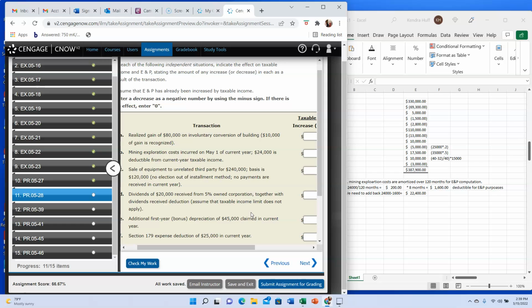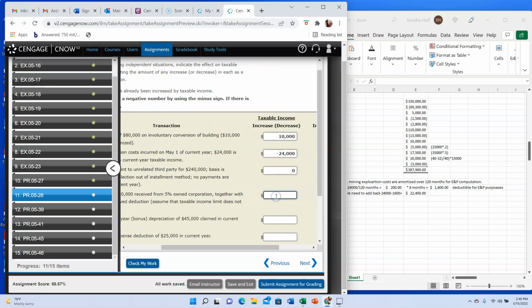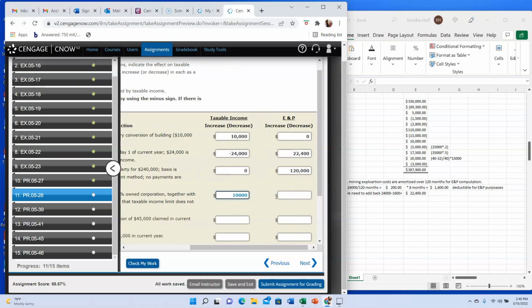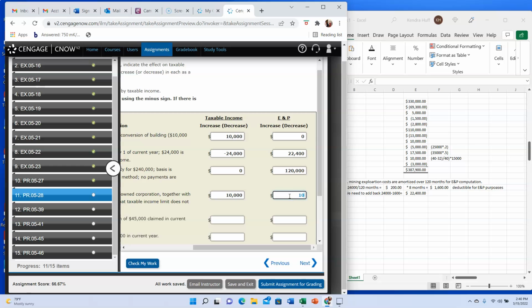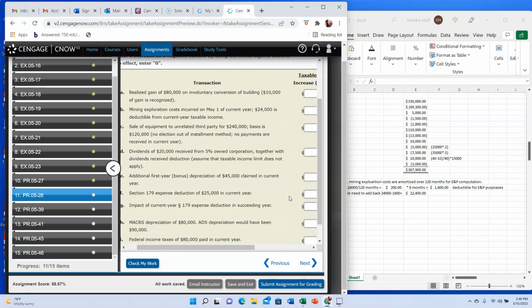So less than 15% is a 50%. So that's $10,000. All right, so 20,000. They got 20,000. They get to have a dividend deduction of 10, so the net is 10. And E&P goes up by that same amount. I would think that would be 20, but I don't know.